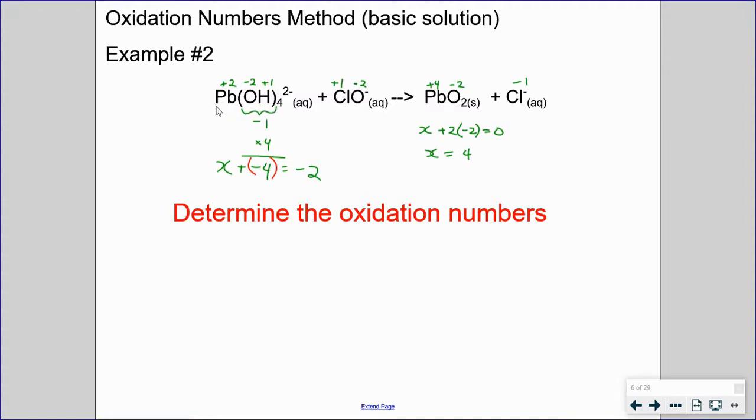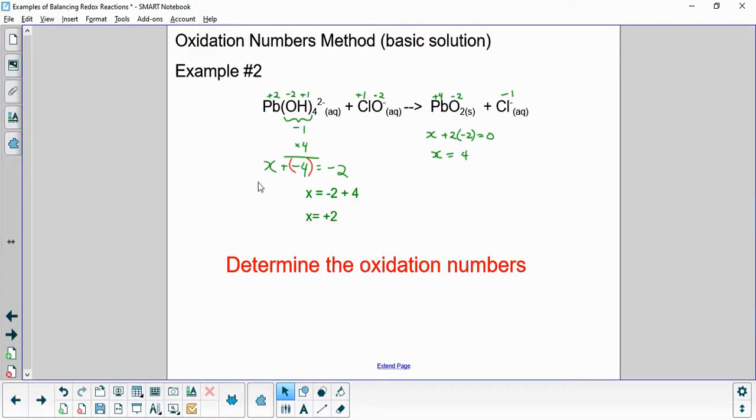So in our lead here, we came up with positive 2. How do we do that? Well, the whole ion has a 2 minus charge, and hydroxide works out to have a minus 1 charge. You can see minus 2 plus positive 1 gives us a negative 1 charge. There are 4 hydroxides, so that means we have a negative 4 charge on this hydroxide side. So negative 4 plus 2 gives us a negative 2 charge. So lead must be a positive 2 charge. So if you were to continue on with this calculation, you would bring the negative 4 over to the right-hand side, and that would make X equals a positive 2, and that's how we came up with the oxidation number for lead.